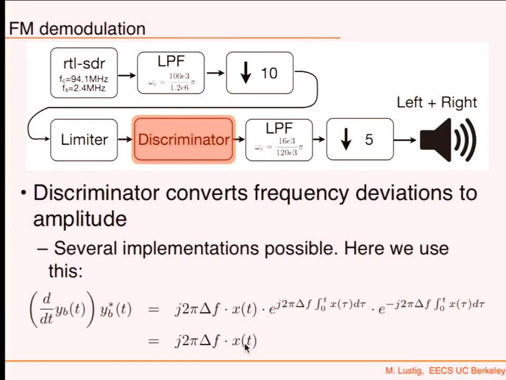Now, it only works if you pass it through a limiter. Because if you take a derivative and you don't have a limiter, then it's going to be affected by the amplitude changes as well. So that's why we do a limiter first. We remove the amplitude, so now everything goes to this. Any questions?